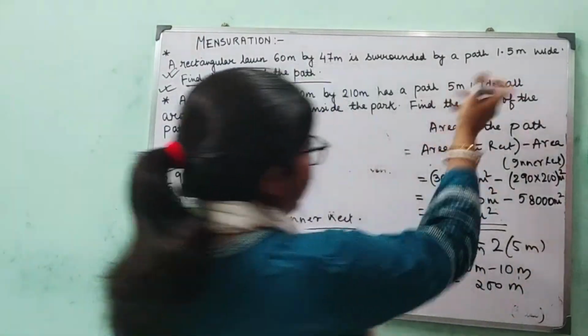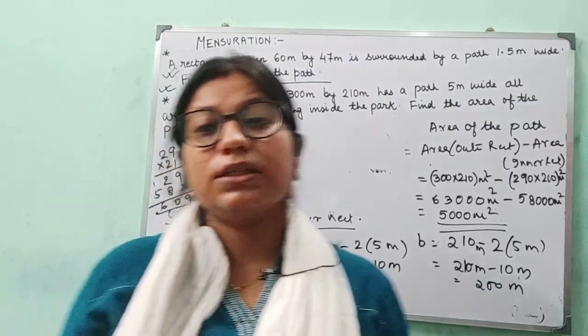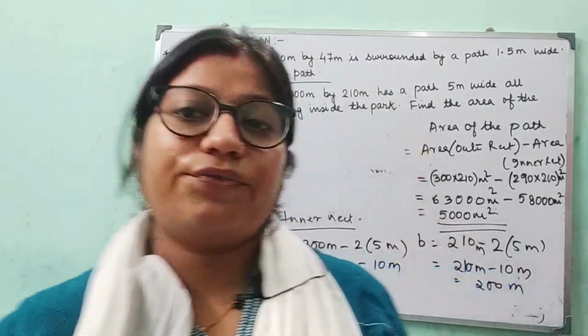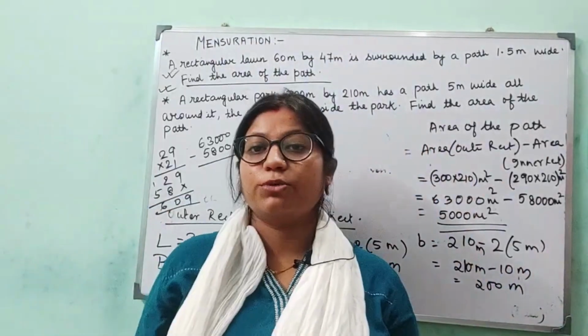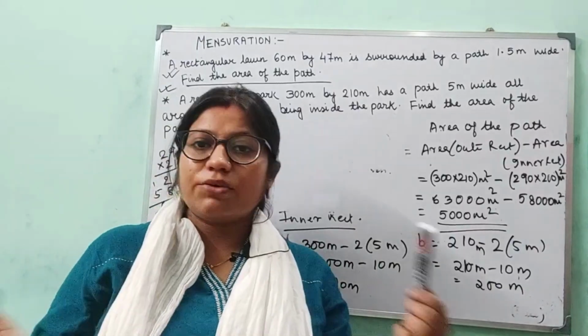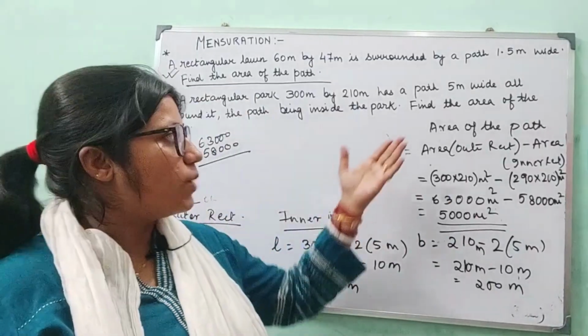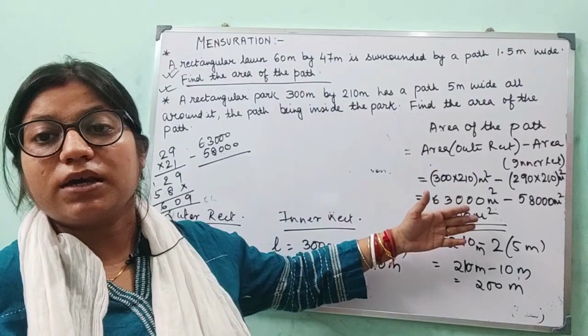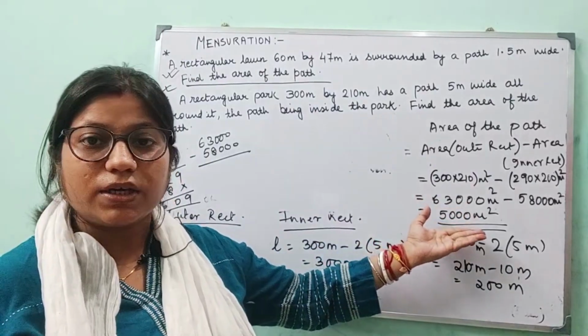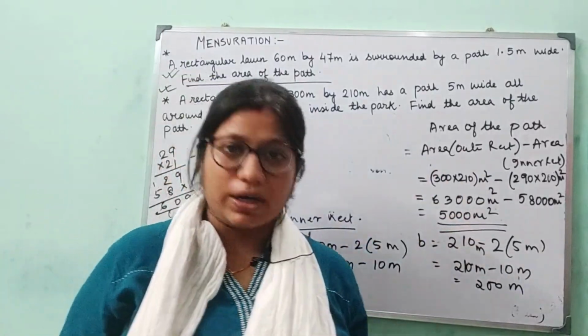Similarly, you can get an additional part to this question, that is, what is the cost of laying grass, or the cost of putting gravel or marble. The rate will be given, and you have to find the total cost. Once you know the rate, you can multiply it with the area that you have got over here, and you will get your required total cost.